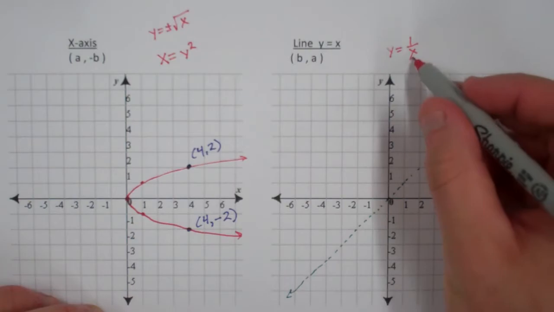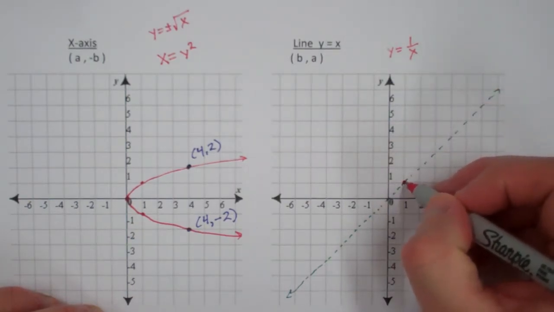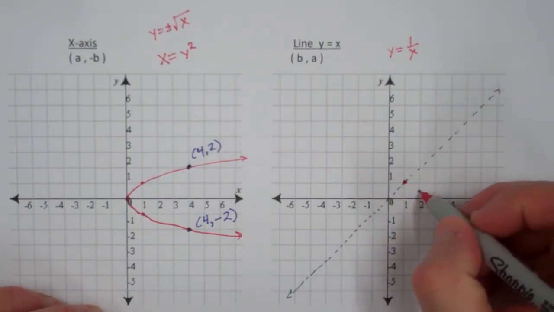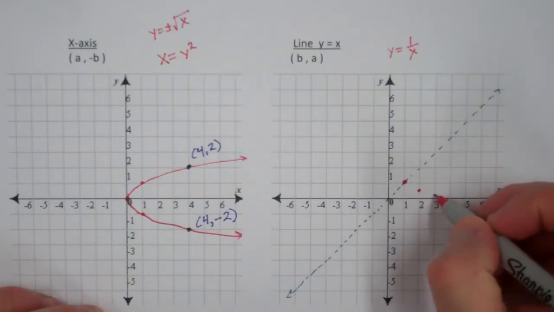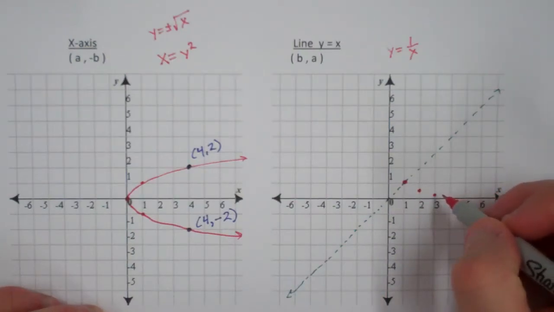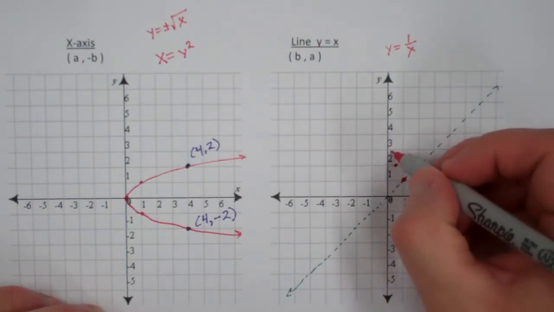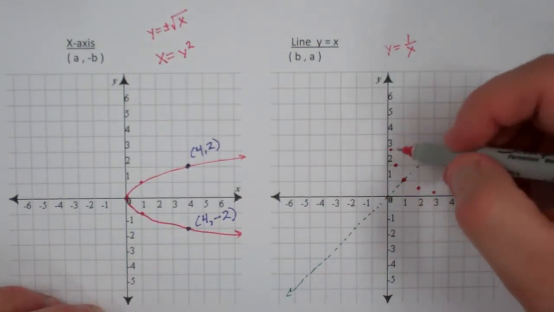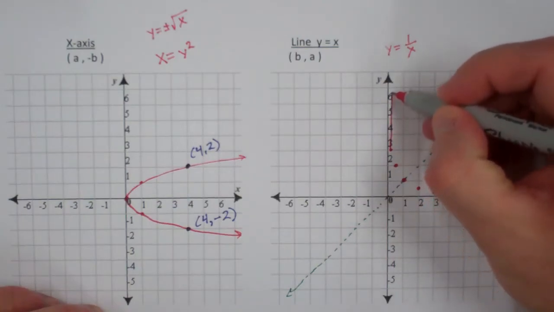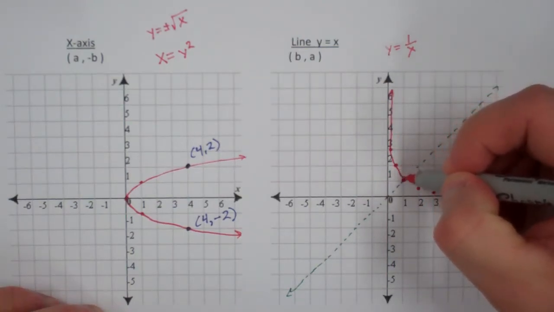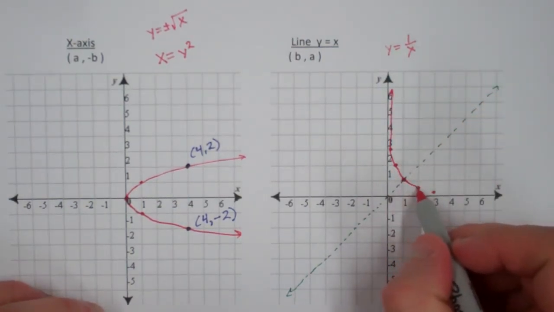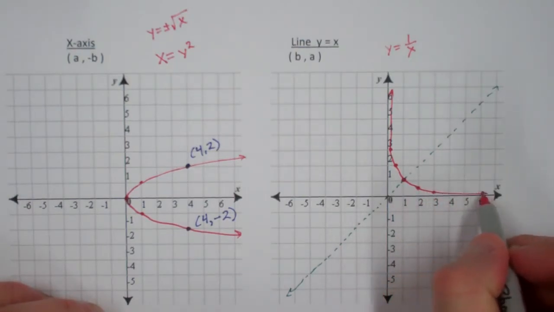And we know that 1 over 1 is 1. 1 over 2 is 1/2. 1 over 3 is 1/3, and so on. And if we have 1 over 1/2, that's 2. 1 over 1/3 would be 3. And so this graph is going to look just like this. And there's actually another piece of it, and I really should graph that other piece of it. So let's do that actually right now.